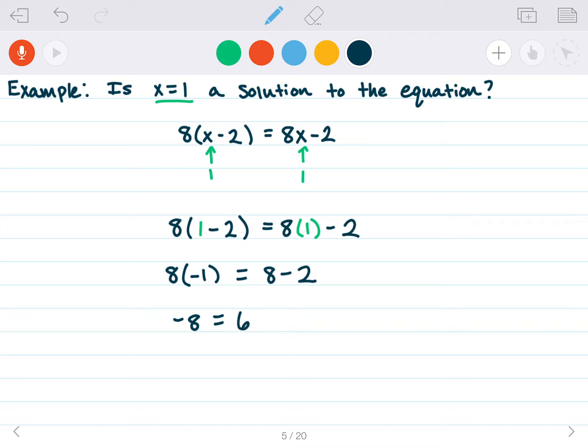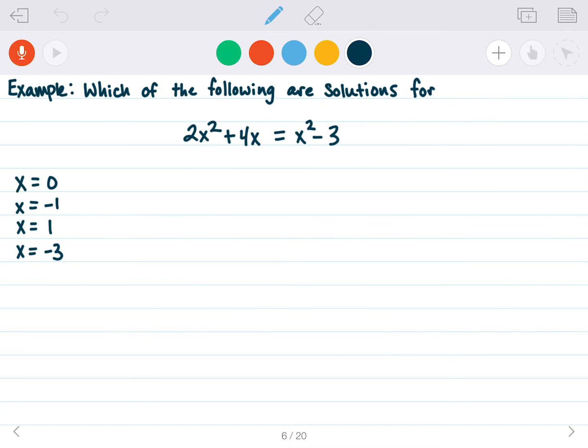Now, is this a true statement or a false statement? Well, this is false. Negative 8 doesn't equal 6. The only number that equals 6 is 6 itself. So this is not a solution. No, x equals 1 is not a solution. If it was, we would get a true statement at the end of this simplifying, but we don't. We get a false statement.